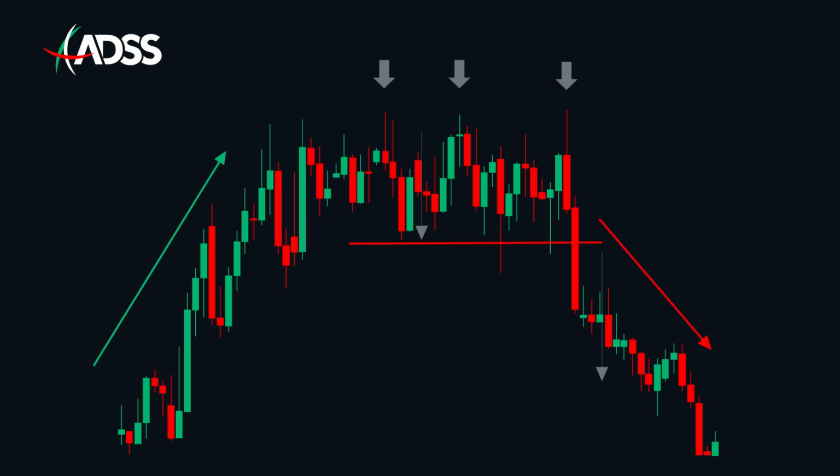The same terms and conditions of the double top pattern apply to the triple top pattern. The only difference is the number of tops, and everything else remains the same. And here is an example of the triple top pattern.